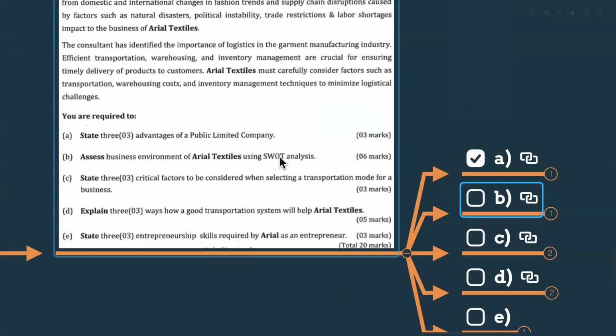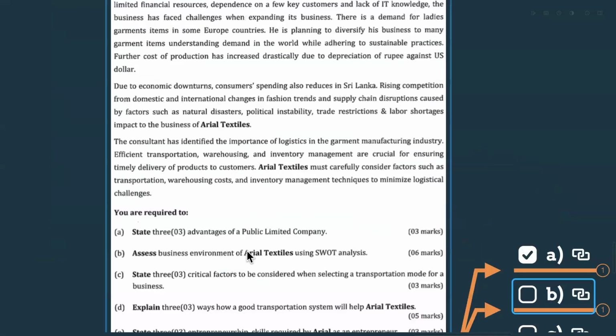SWOT analysis means we have to analyze the strengths, weaknesses, opportunities, and threats. Assess the business environment of Ariel Textiles. So first you have to know what is meant by strength and weakness within the organization. If they're talking about the owners, the managers, the employees, the organizational culture, management structure, financial capital capacity in a good manner, those are strengths.